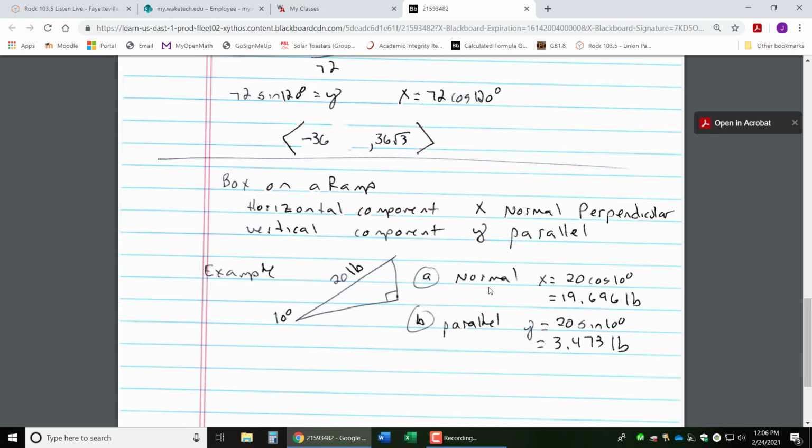So part A, the normal component, 20 cosine 10, boom. Now be careful if you have an angle in quadrant 2, these are always positive. So I think at least once on WebAssign, you've got something where it's 127 degrees or something like that in quadrant 2, but all the answers are always positive because they're a force. We're given units for this, pounds in this case, so just be careful about that.